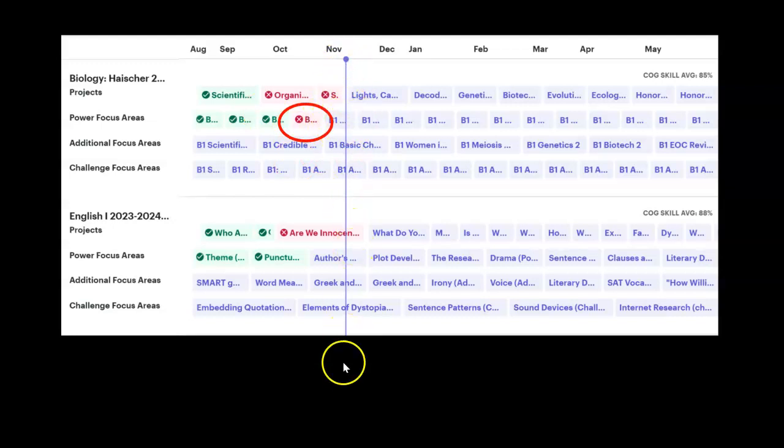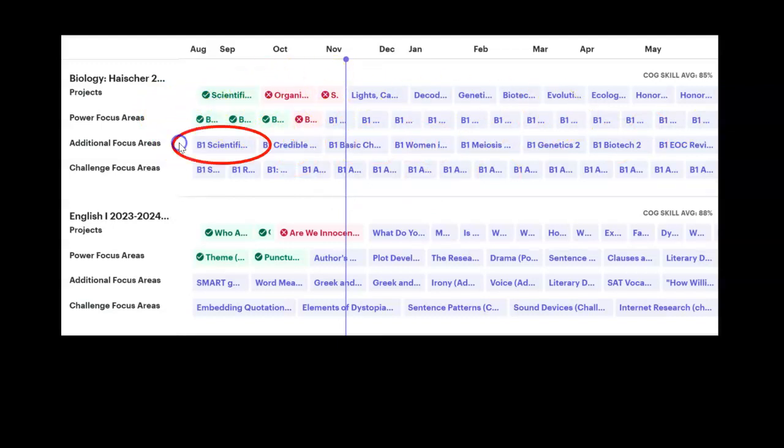So if we look at the blue pacing line, we can see that the student has successfully completed these 3. They are behind by this one, and they're currently working in this one, and they have many left to do. And so that's how we would read the power focus area row.